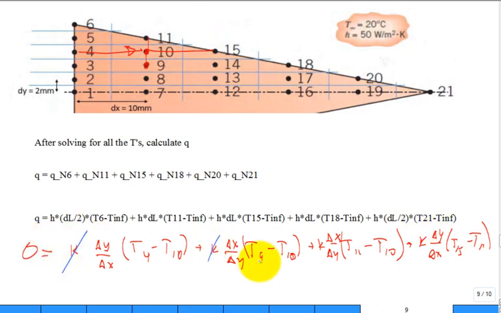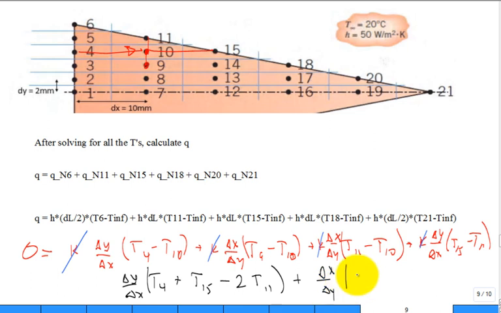Well, guess what? The K's cancel, don't they? And then I can shorten this up, and so I'll have delta y divided by delta x times T4 plus T15 minus 2 T10s, plus delta x over delta y times T9 plus T11 minus 2 T10s. That's equal to 0. You don't have to rewrite it like this. You can rewrite it and package it a little different. Let's go back to the Excel and implement this one.